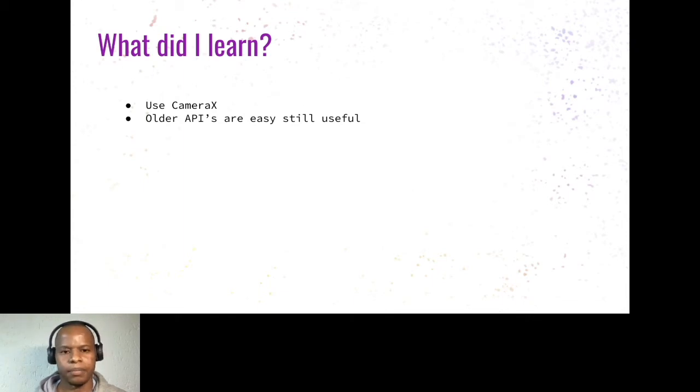Are older APIs still useful? Yeah, I think they are. Particularly in a case where you want to target devices that are lower than API level 21. And if you really do some advanced stuff with your camera, CameraX should be able to allow you to do all of that quite quickly.